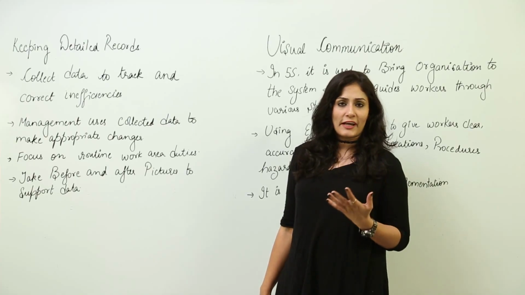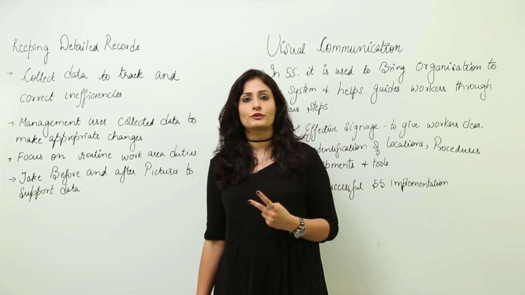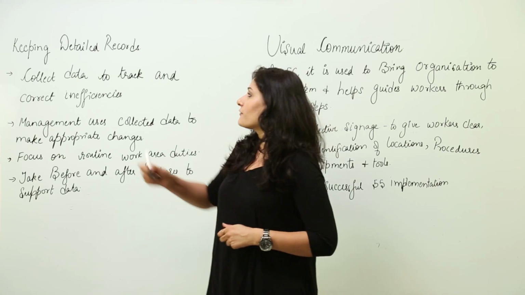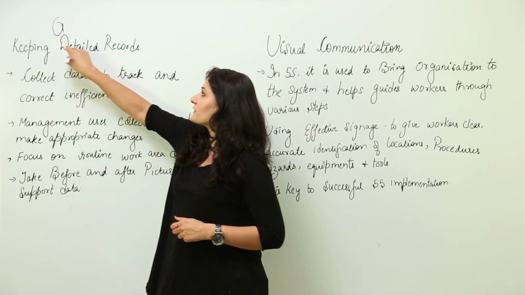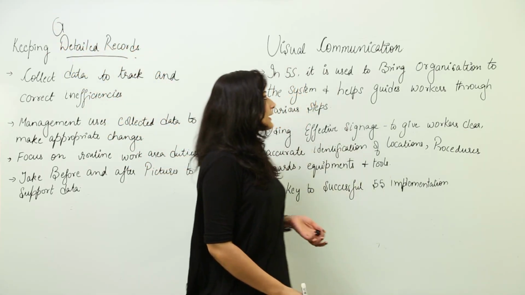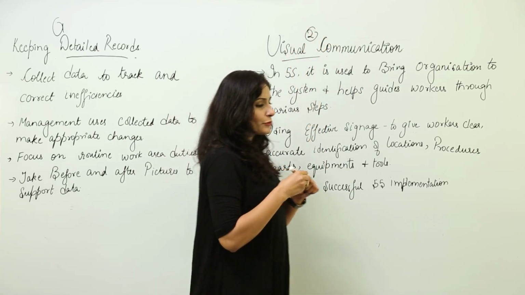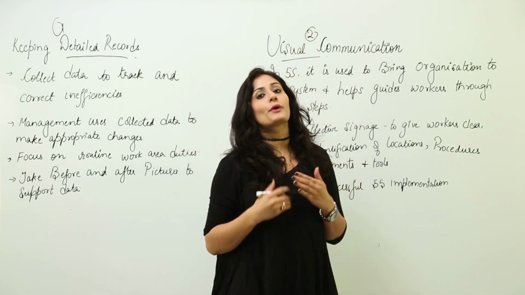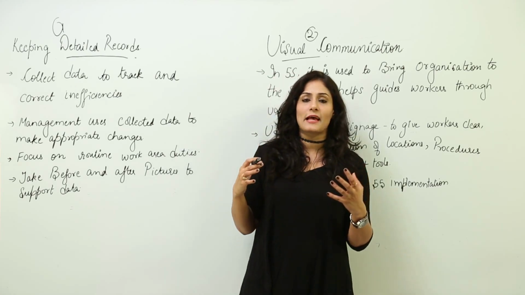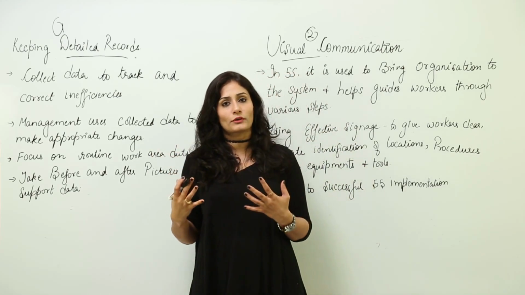When we talk about 5S, there are two things which are very important to 5S implementation. The first one is keeping detailed records and the second one is visual communication, right? So when I take all the 5 steps of how you can implement 5S, you will understand why I said these are two very important things.